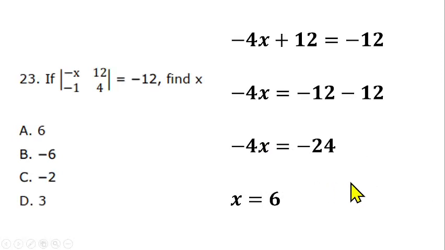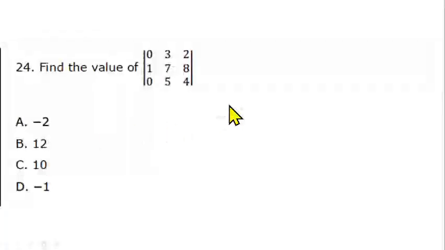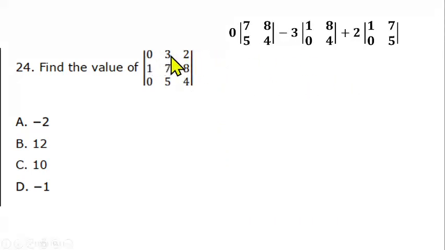That will give us s equal to 6, which is option A. Question number 24 is also from matrices. In this case, you have to find the determinant of a 3 by 3 matrix. So what do we have? We have this. You have to reduce this 3 by 3 matrix to 2 by 2 using the first row to multiply.